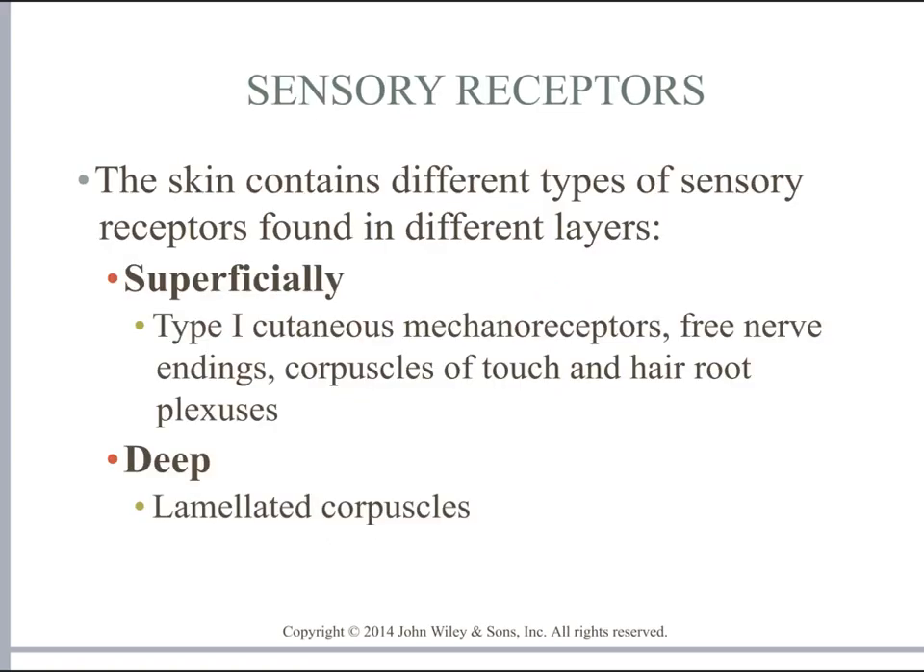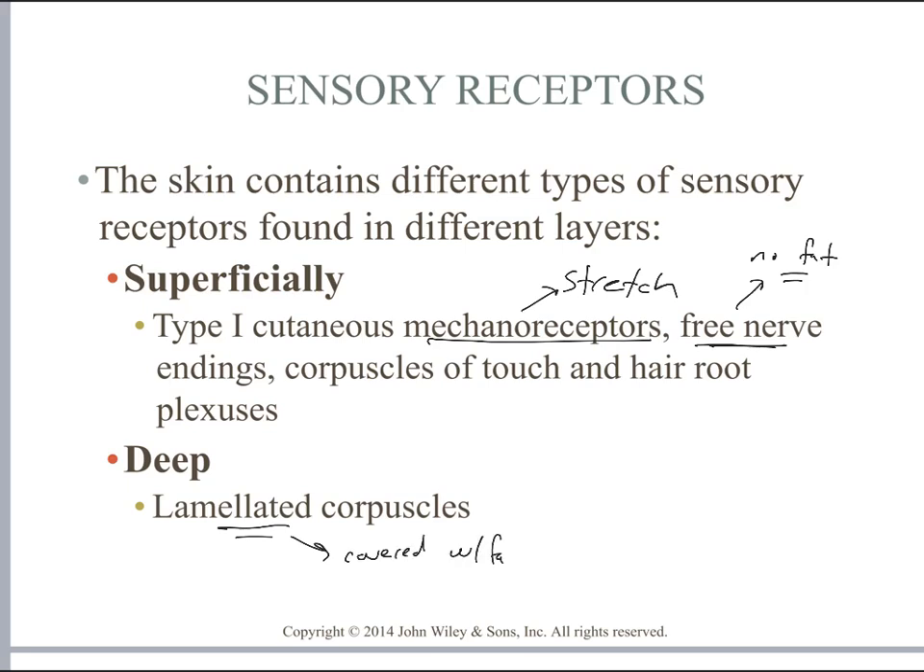The next thing we have to talk about are our sensory receptors. So what's detecting stimuli? Touch. The skin contains different types of sensory receptors, and they're found in two different layers. They're found superficially. These are type 1 cutaneous mechanoreceptors. So mechanoreceptors detect stretch. And free nerve endings, again, why do we differentiate free from encapsulated? Free will not have fat, so no fat surrounding it, where our lamellated corpuscles down here deep are covered with fat. Okay, this is an insulator, so it's insulating.